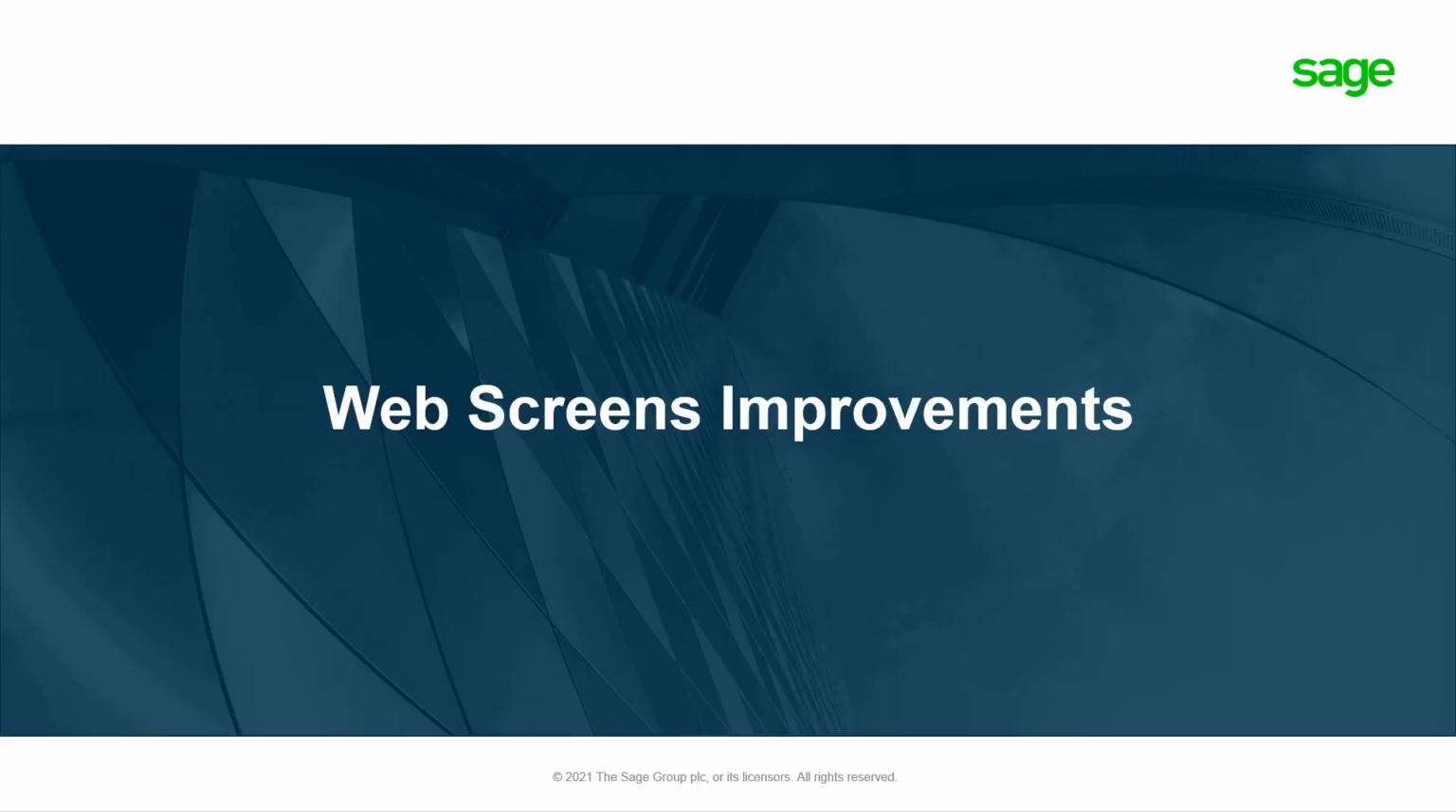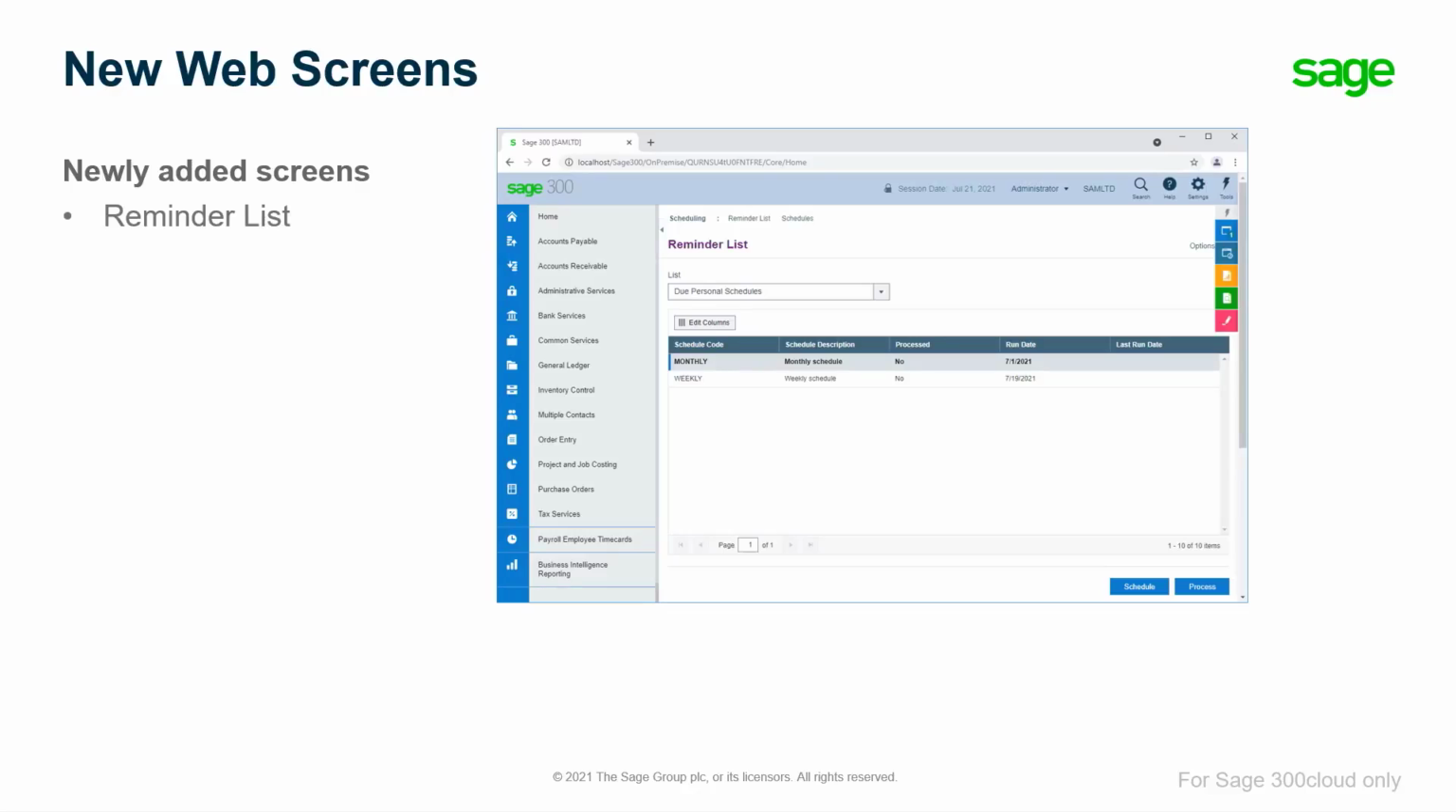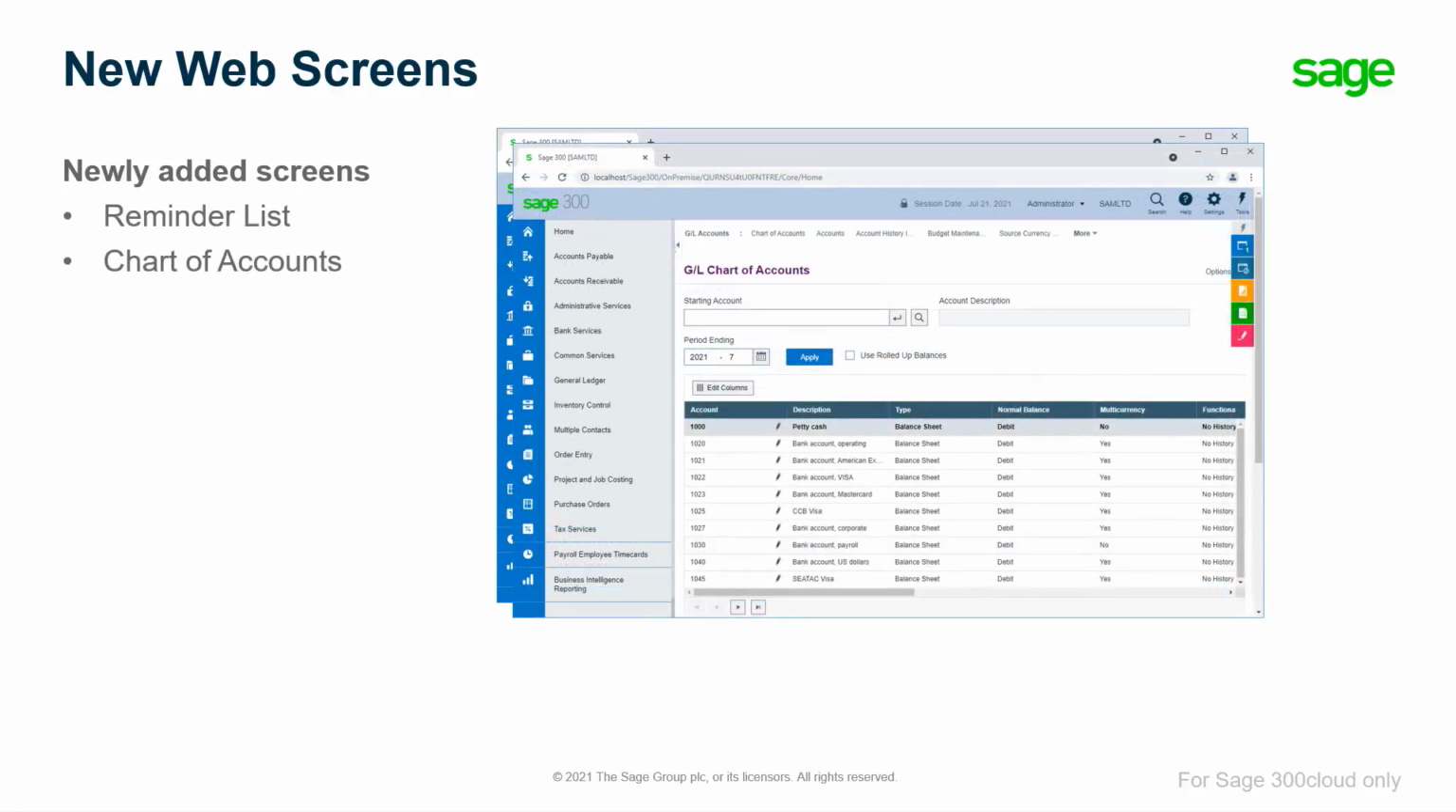This release includes the following new features and improvements in Sage 300 web screens. The new web screens are added to increase the utility of web screens on our quest to achieve parity with desktop screens. The following web screens are now available. A new reminder list web screen that you can use to remind users to process scheduled tasks. A new chart of accounts web screen for General Ledger, which you can use to list accounts in the General Ledger and view specific information for each account.